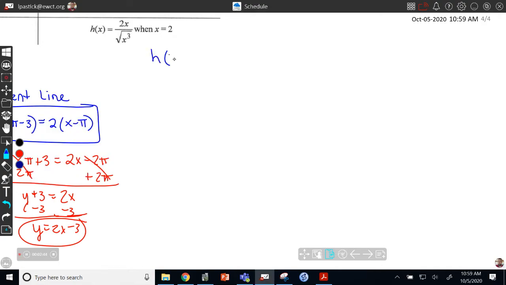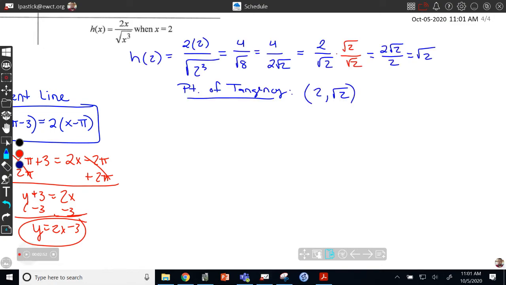Before we go anywhere, we have to plug in x equals 2. So h of 2, I'm going to do that right now. As you can see, through a lot of algebraic manipulation, I found out that h of 2 is equal to root 2. And I've got a point of tangency of 2 comma root 2. So now the next thing we're going to do is find the derivative, but before I do that, I want to rewrite this as a polynomial. So let me do that real quick.